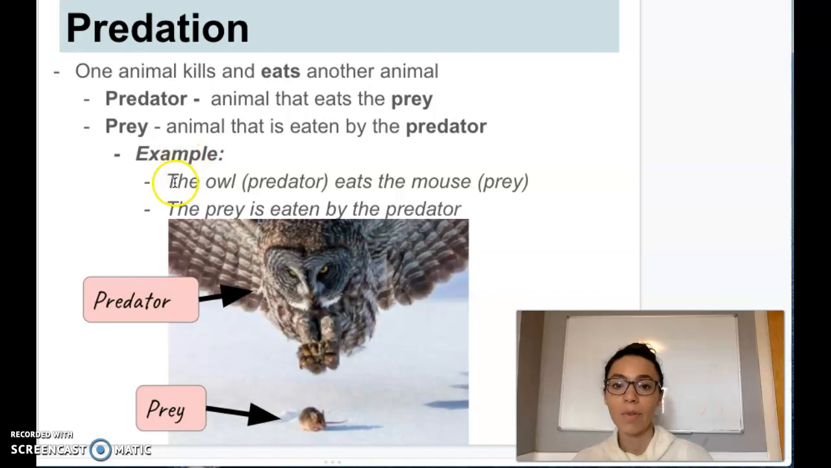Okay, so in this example, the owl is the predator. The owl eats the mouse, which is the prey. Another way we can say this is the prey is eaten by the predator. The mouse is eaten by the owl. This is called predation.